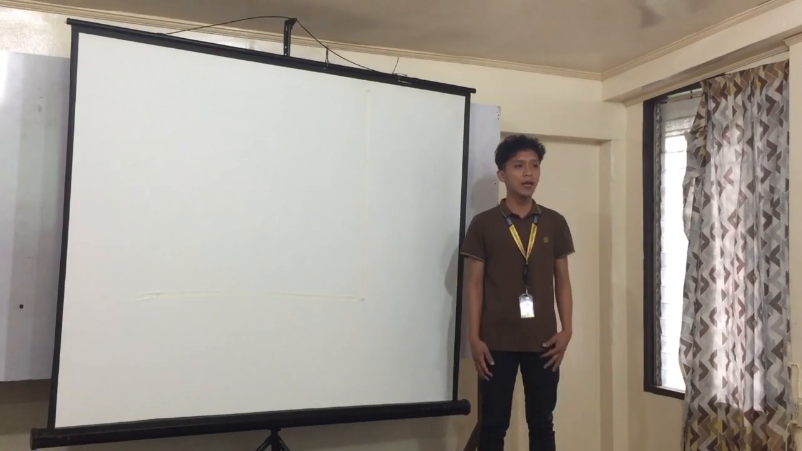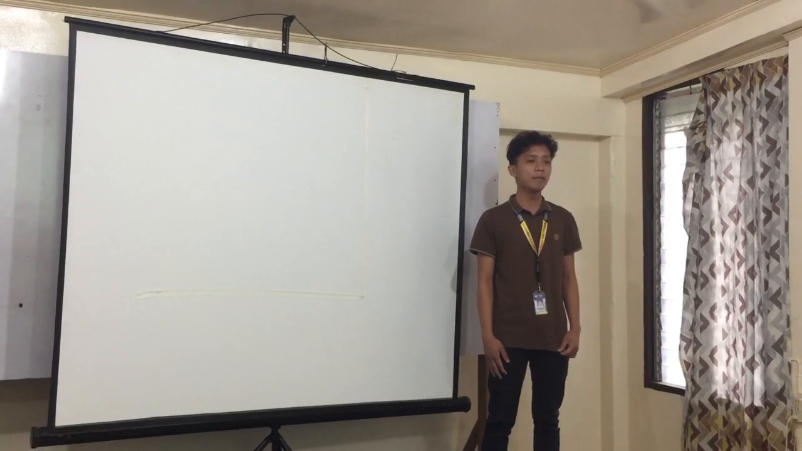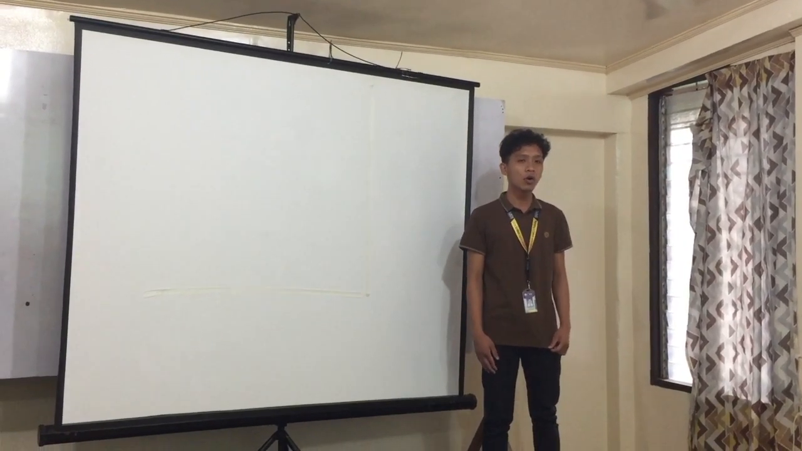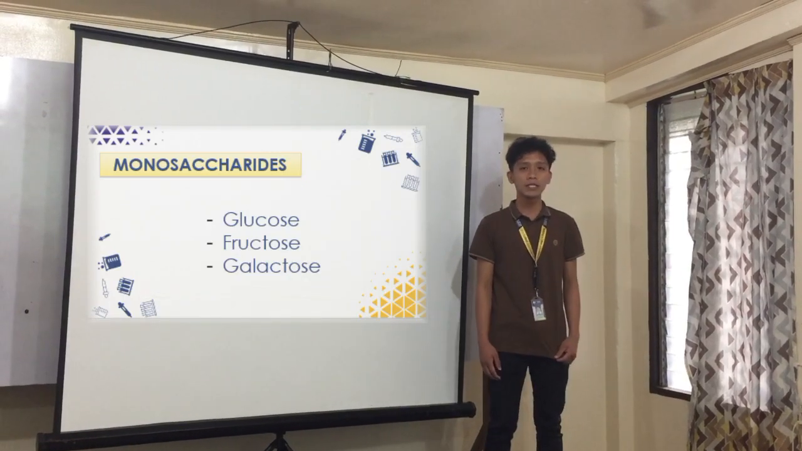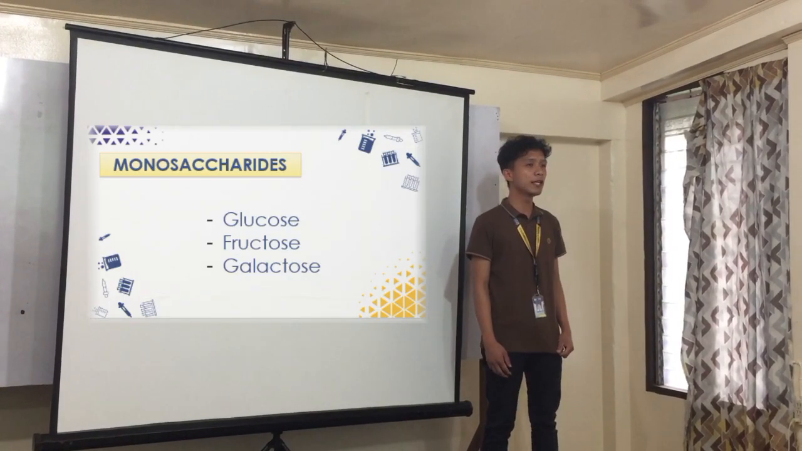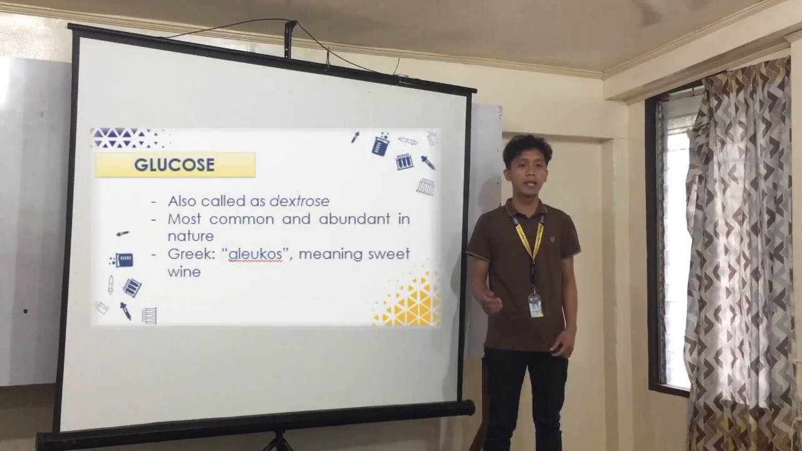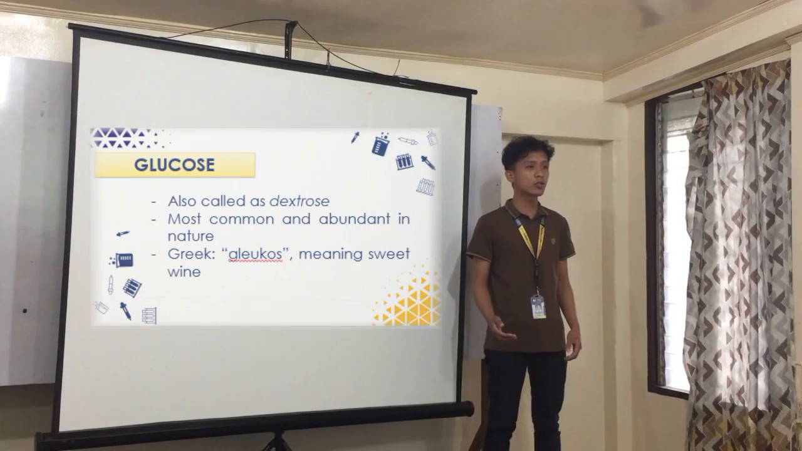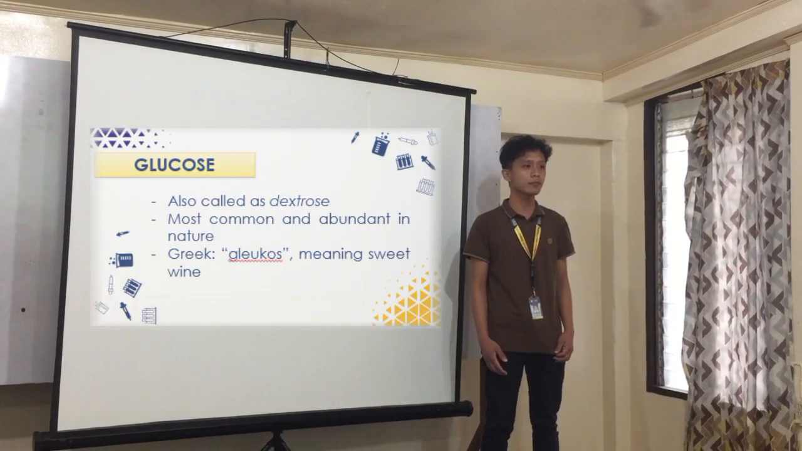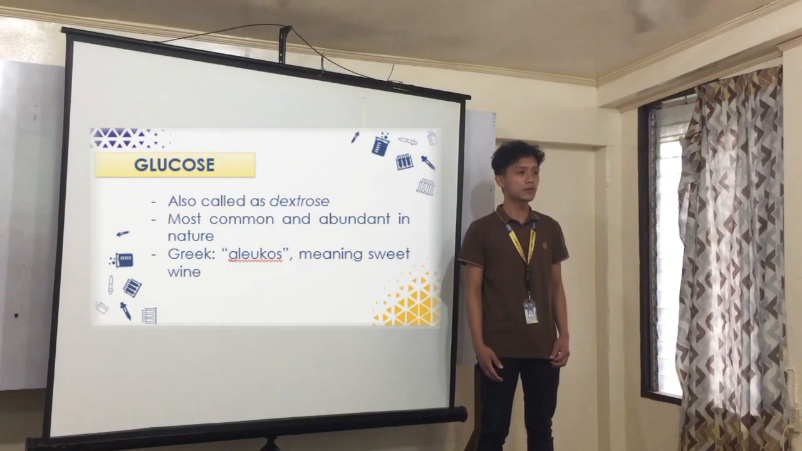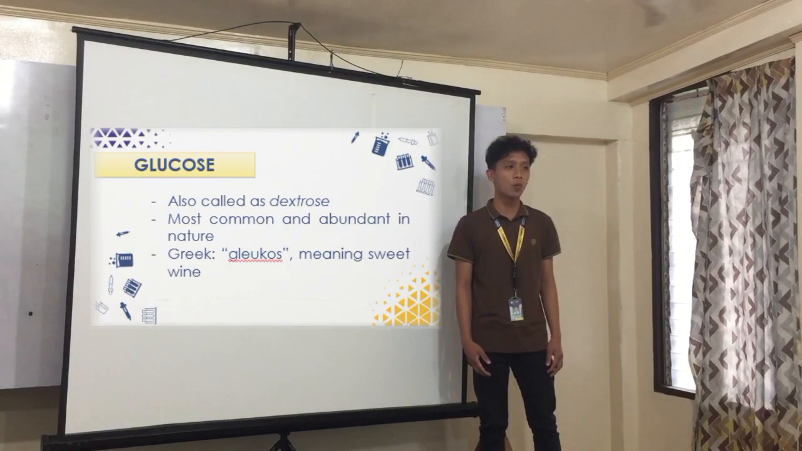So we have three common examples of monosaccharides. Namely, these are glucose, fructose, and galactose. So please take note of this. Starting with glucose, it is known as dextrose. It is the most common and abundant monosaccharide in nature. The word glucose is from the Greek word glukus, which stands for sweet wine.